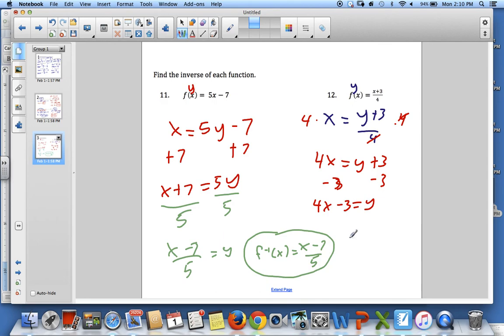In the correct notation, we'd write f negative 1 of x equals 4x minus 3. And that's it for the homework. So we should know how to do all those problems fairly well.